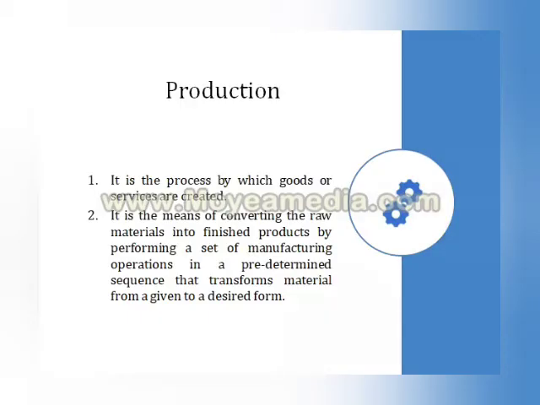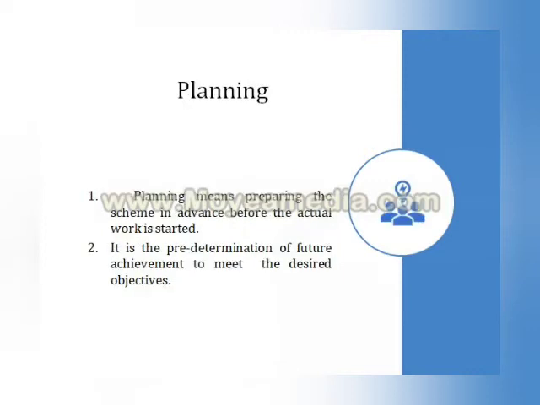Let me introduce you to the concept of production. For mechanical engineers, production means the conversion of raw materials into finished products. It's an operation set in a predetermined sequence that transforms the material to form a desired shape or form. Planning is meant for preparing a scheme, where we are predetermining the future. We are predicting the future requirement of future work.